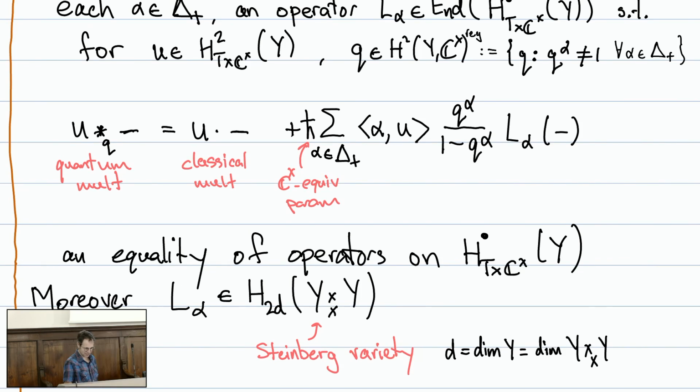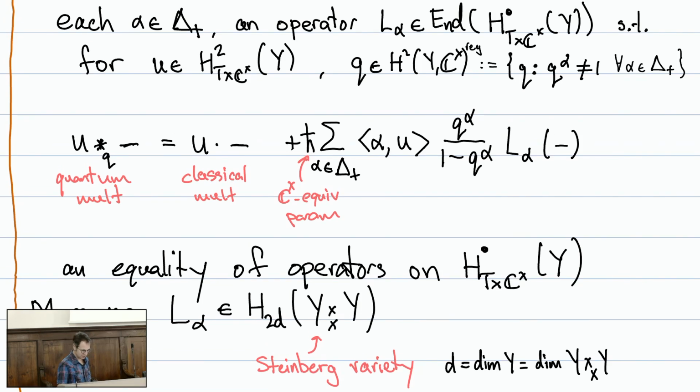Okay, so next point. I said that there's this operator, L alpha, but we actually have quite a bit of control over what kind of operator it is. It's not just some random thing operating in the cohomology. It comes via Steinberg correspondence. So let me explain that.